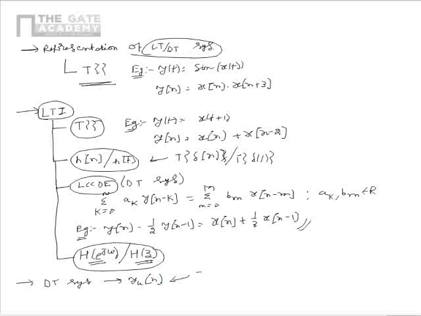Now, consider a discrete time system whose unit step response is given as yu of n, where unit step response means response of the discrete time system for unit step input. In this case, impulse response of the system is given as h of n is equal to yu of n minus yu of n minus 1.